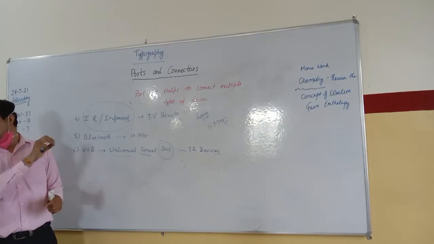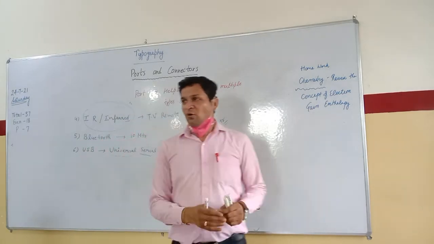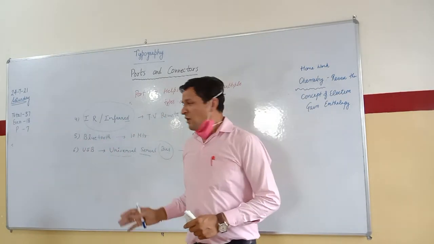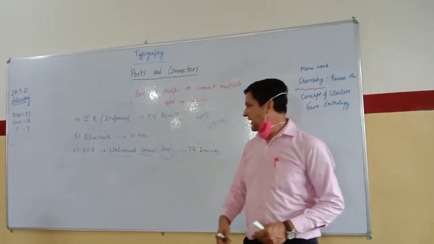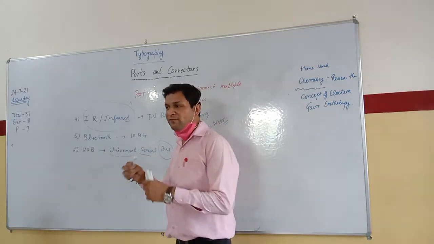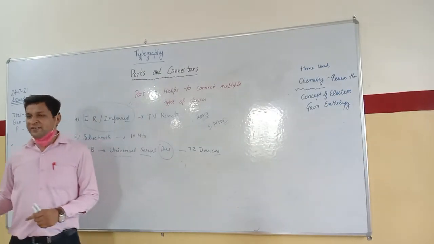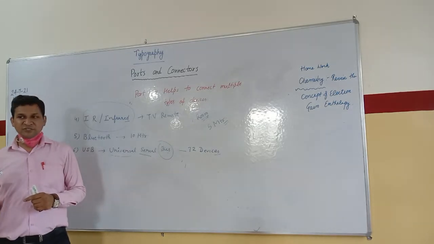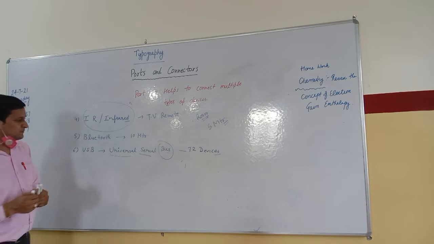It is common for all devices. Now there is no need for a specific port for keyboard, no need for a specific port for mouse. Only a common port will work. If you are connecting your external hard disk, that will also work with the USB port. That's why it is known as universal, common for all. Approximately how many devices can connect? 72 different types of devices. If you are using a webcam, it will also work in the same port.